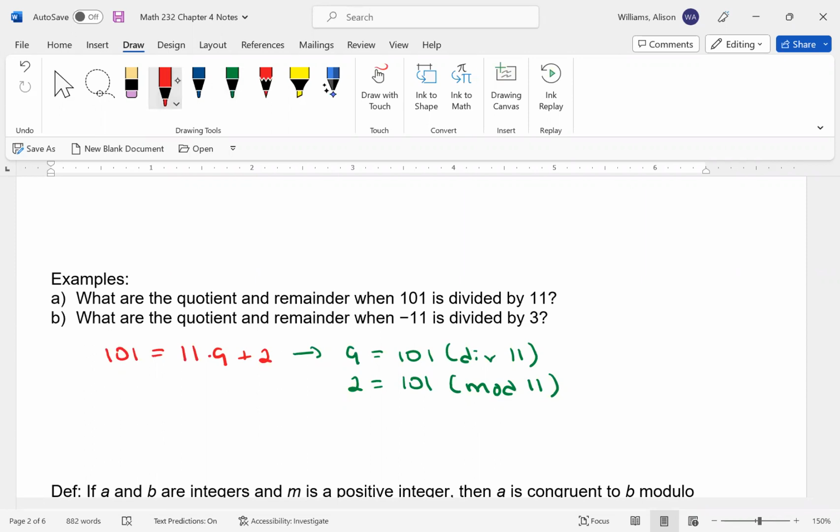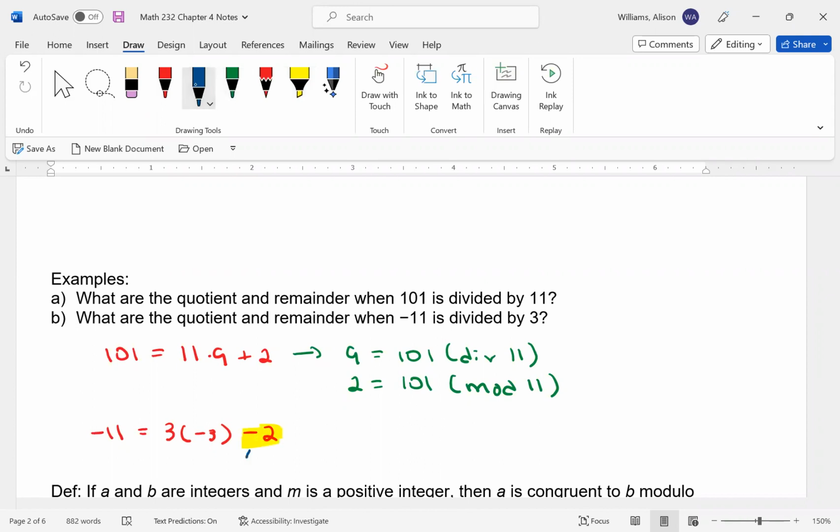Okay, what are the remainder and quotient when negative 11 is divided by 3? Okay, so negative 11 divided by 3. Here's how we're going to set this one up. So 3, if we're dividing by, so 3 times negative 3 gives us negative 9, right? And then we could minus 2. Okay, now this doesn't work. That actually is not going to work. And the reason it doesn't work is we can't have a negative remainder.